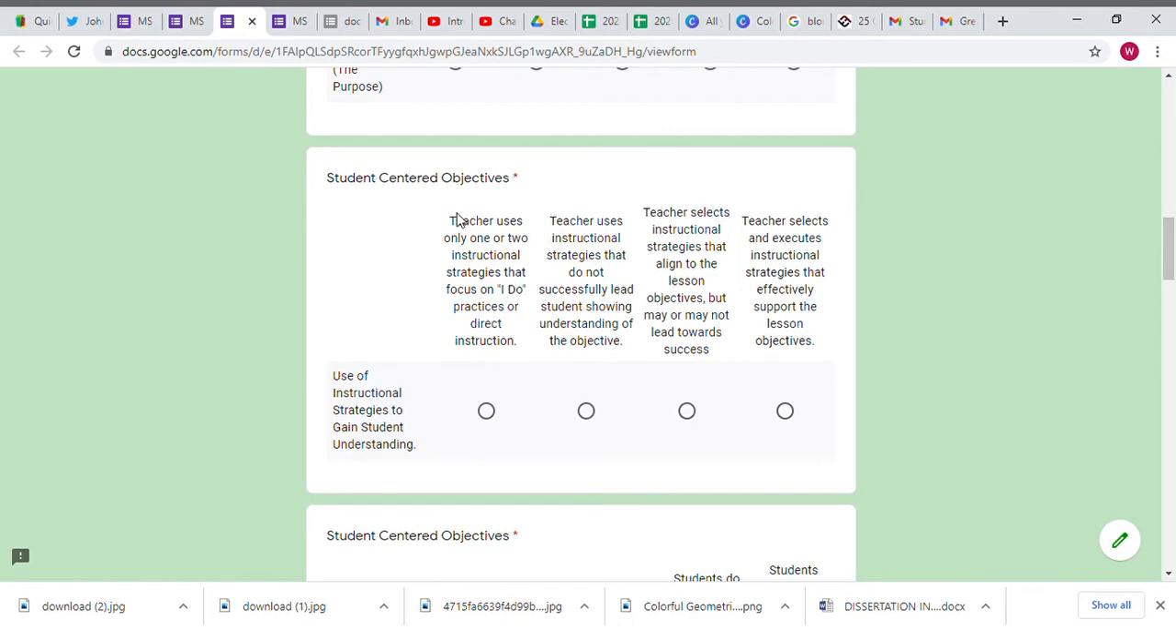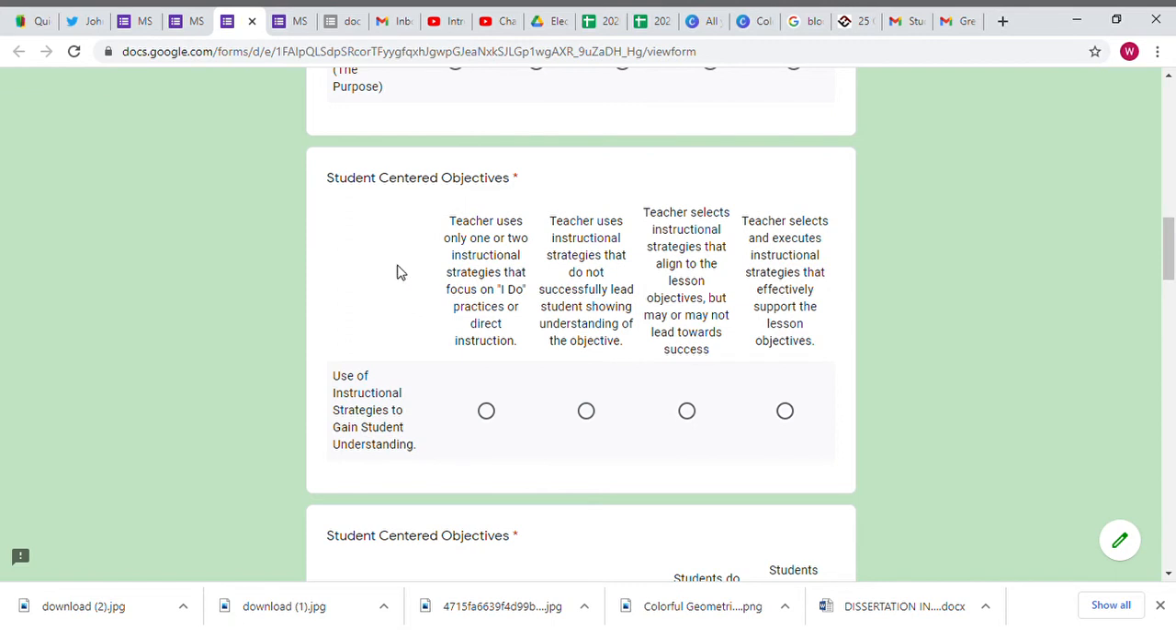Well, our next level is the teacher uses instructional strategies that do not successfully lead students to showing the understanding of objective. However, here, teacher selects instructional strategies that align to the lesson objectives, but may or may not lead towards success. The last one is the teacher selects and executes instructional strategies that effectively support the lesson objectives. And I will let you know that this also can be referenced and observed in your lesson plan.